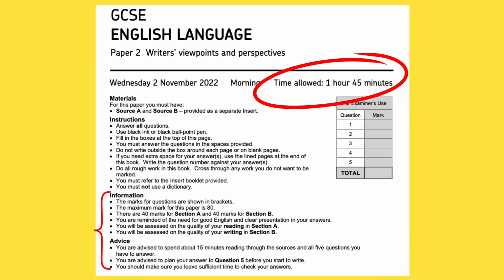Now, just a quick overview before we get started. They recommend we spend 15 minutes reading the sources, 45 minutes on Section A, which is question 1 to 4, and 45 minutes on Section B, which is question 5.